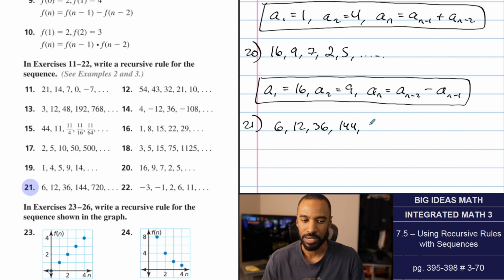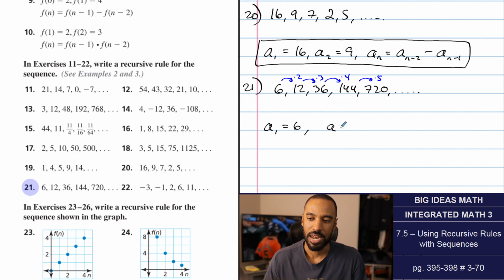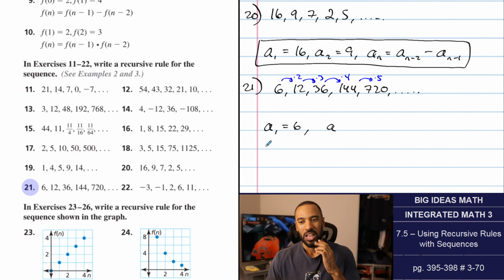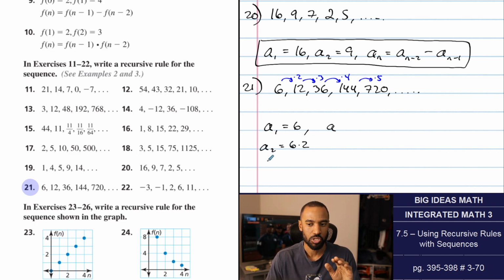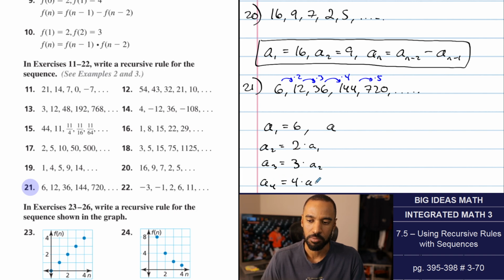This time I only really need the first term to write out what to do and then recursively work after that. So again, you could describe this rule just fine, but we have to write the equation. So the first term is 6. The next term, the second term is 6 times 2. The third term is 12 times 3. I should do this more specifically. The second term is 2 times the first term. The third term is 3 times the second term. The fourth term is 4 times the third term, etc.